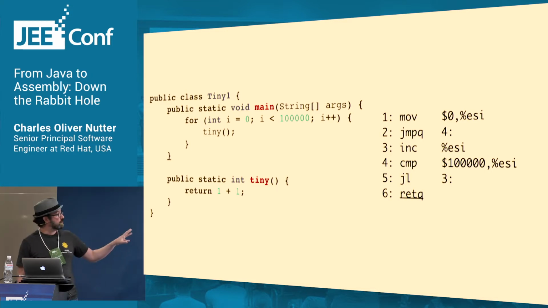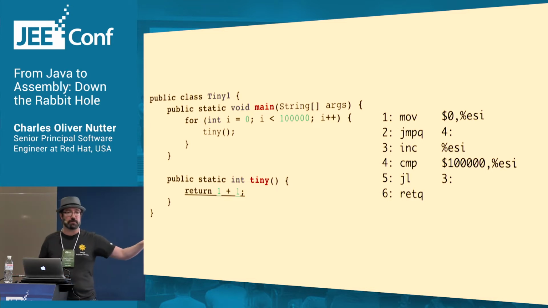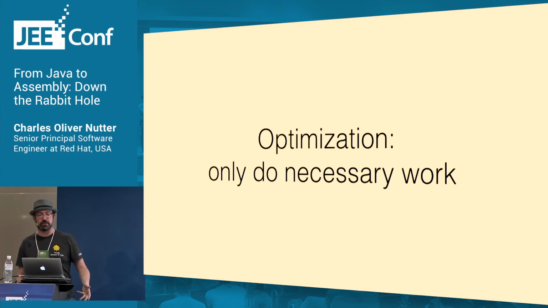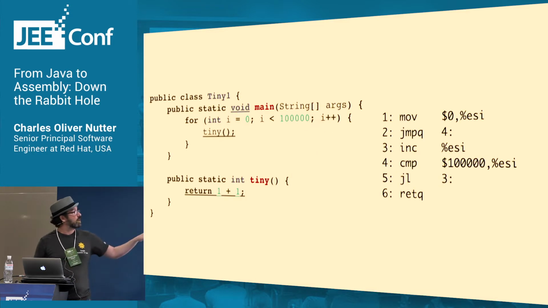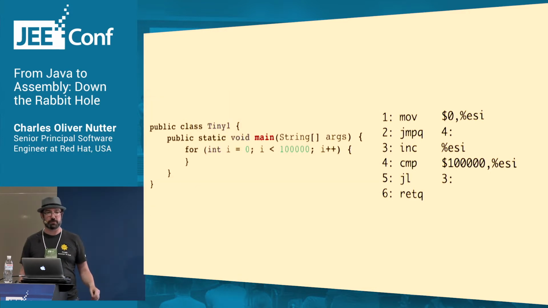And now the question that may come up here is, what happened to this? Where is our logic from the tiny method? Well, now remember, optimization is only doing necessary work. So if we go back to our example, the tiny method returns a constant value that is never consumed. It's never printed out, it's never written into memory. There's no reason to do that logic, and so it basically disappears.